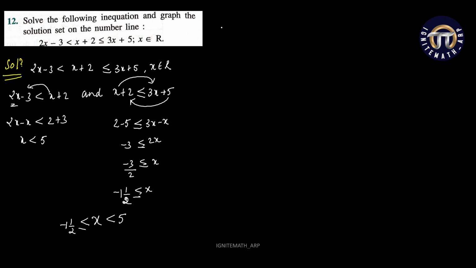Okay, so now I will write the solution set. Solution set, again you need to concentrate on set of real numbers. Set of real numbers is the replacement set. Clear? So I need to write the solution set in the set builder notation. Solution set is x such that x belongs to the set of real numbers and x is greater than or equal to minus 1, 1 by 2, smaller than 5. Clear?